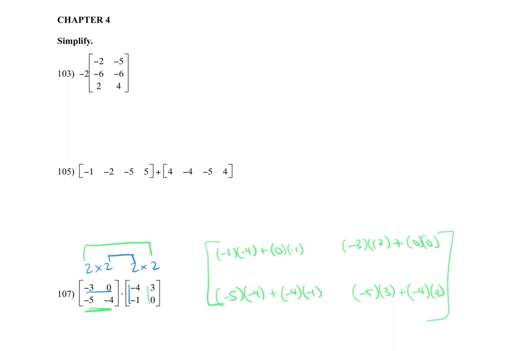Simplify these. +12 plus 0. -9 plus 0. +20 plus 4. -15 plus 0. And my answer is just going to be those when I simplify them: 12, -9, 24, and -15.